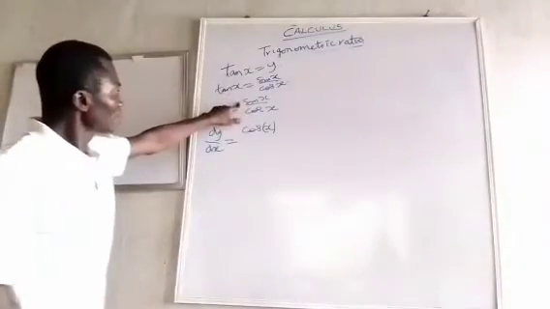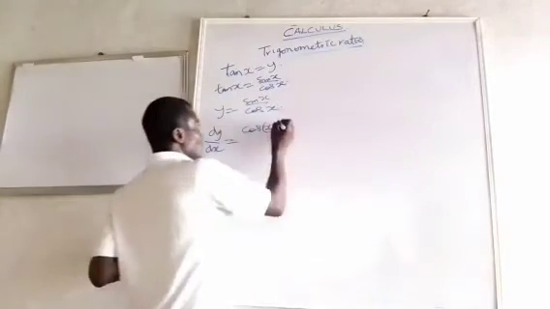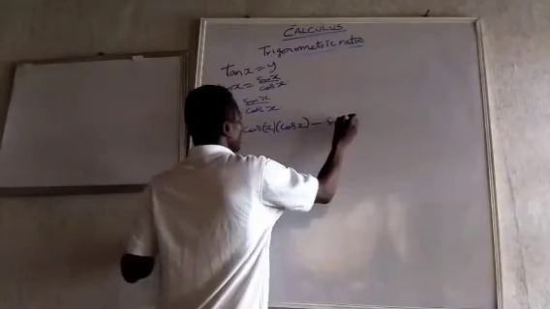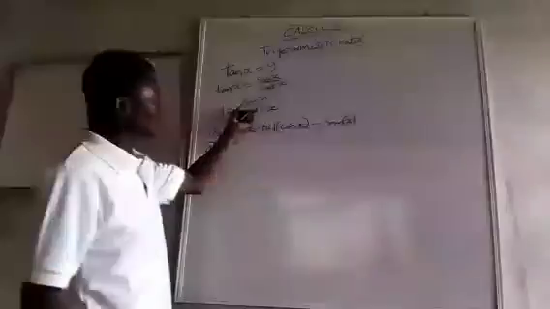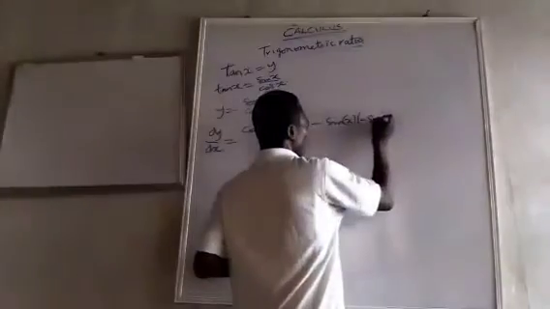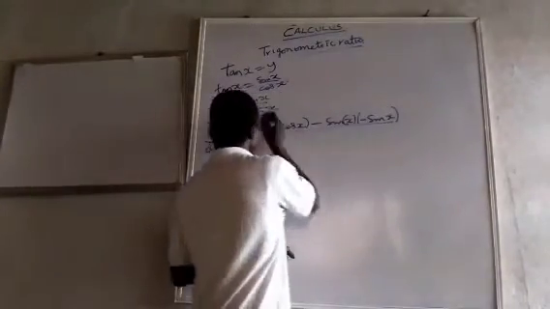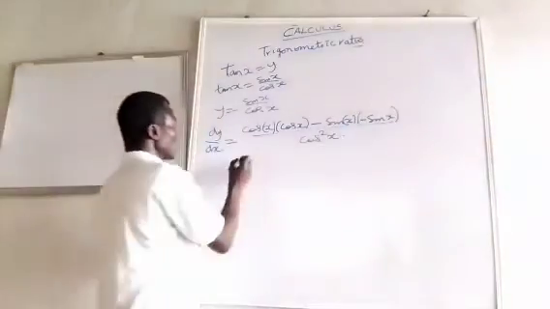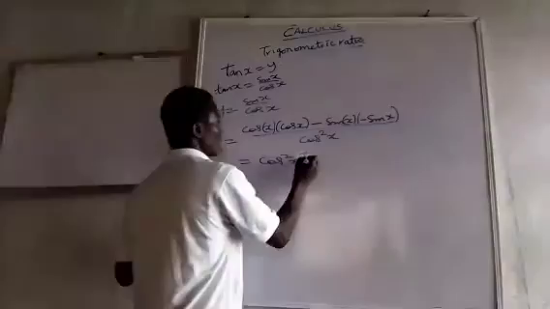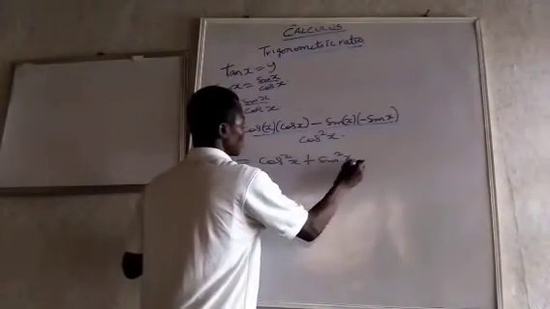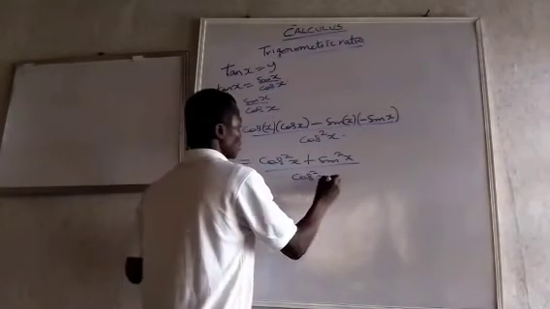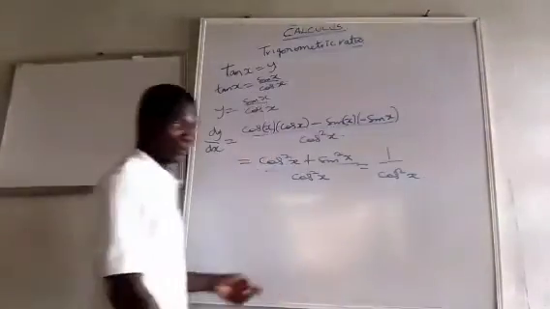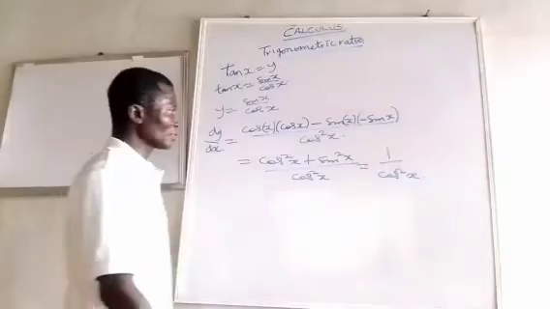What is the differentiation of sine x? That is cos x, minus sine x. What is the differentiation of cos x? Minus sine x again, divided by cos square x. Remember the quotient rule. Now, this is going to give us cos square x plus sine square x divided by cos square x. And that is going to give us 1 over cos square x. Simple. It's giving us 1 over cos square x.